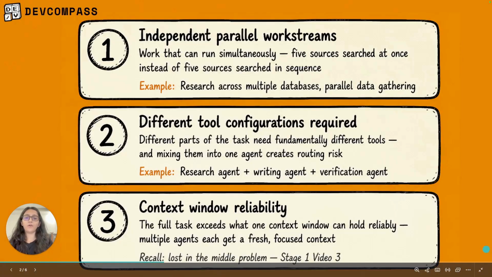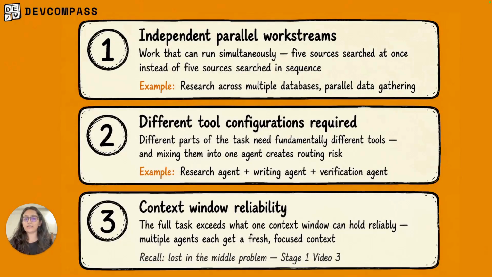Okay, so 3 decision criteria on screen. When do you not need multi-agent systems? Because if we are good with a single agent, why do the extra effort, right? So these are the 3 situations where a single agent genuinely struggles and multi-agent architecture earns its complexity cost. I want you to understand all 3 because the exam will present scenarios and ask you to justify an architecture choice. First, independent parallel work streams.